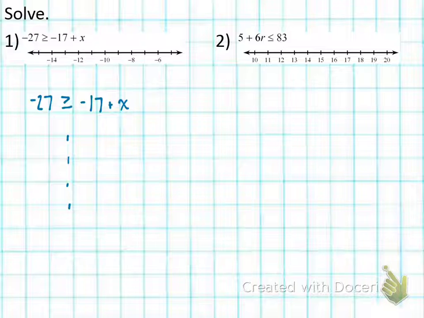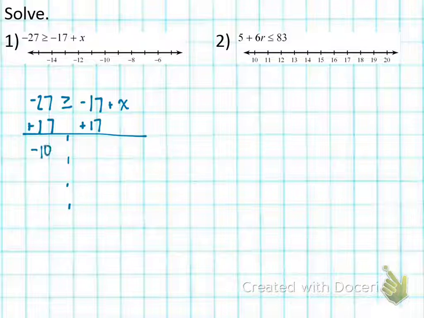And I'm asking myself, are there any subtraction signs by the x? So there is a subtraction sign, the negative 17. Opposite of negative 17 is plus 17, so I'm going to add 17 to both sides. On the left-hand side now, negative 27 plus 17 is negative 10. And these two cancel out, leaving just x on this side. And we have a greater than or equal to sign in the middle. x is by itself. Now watch carefully.